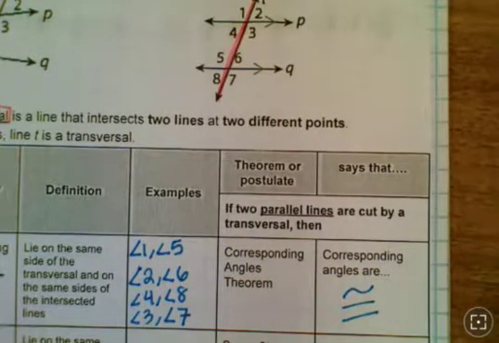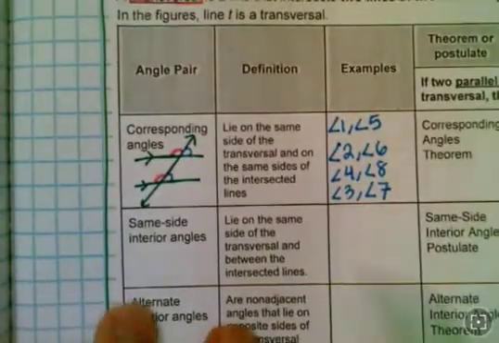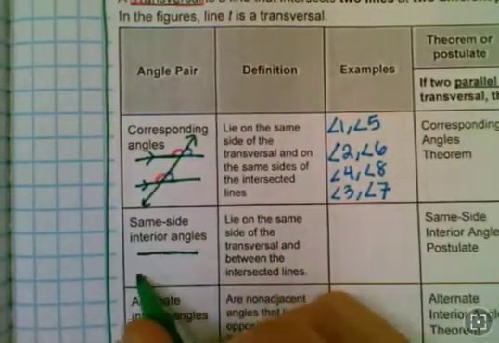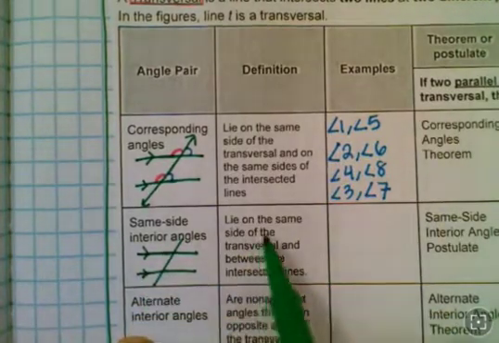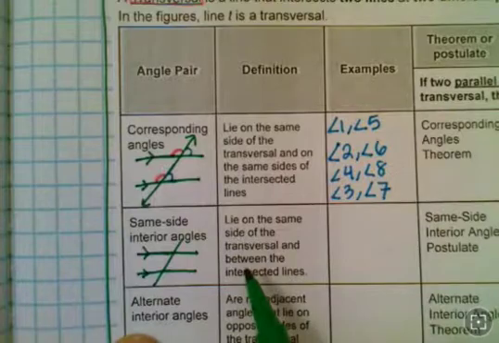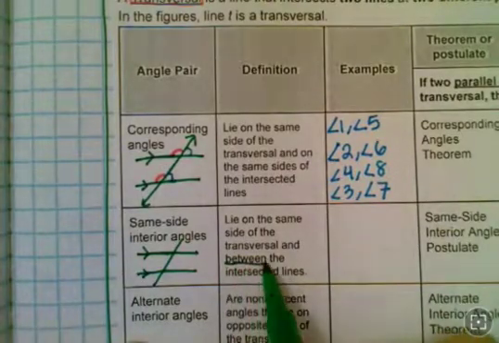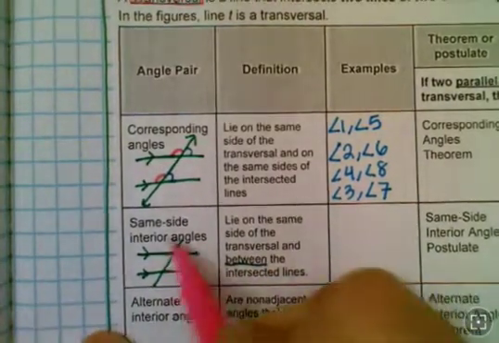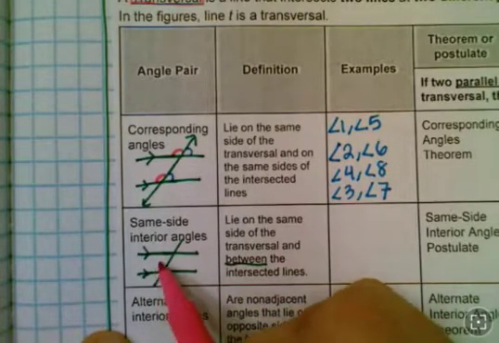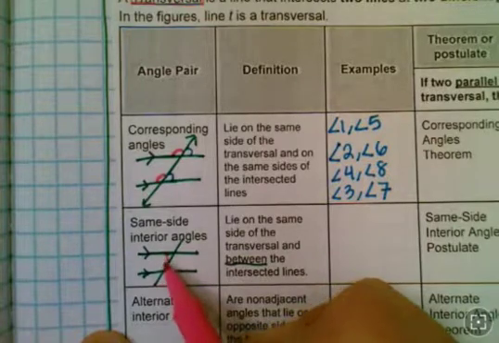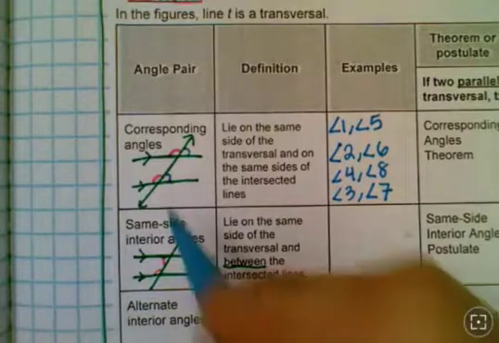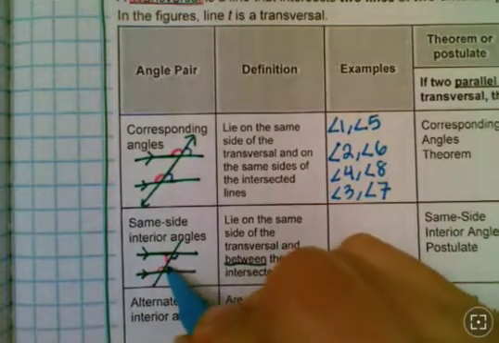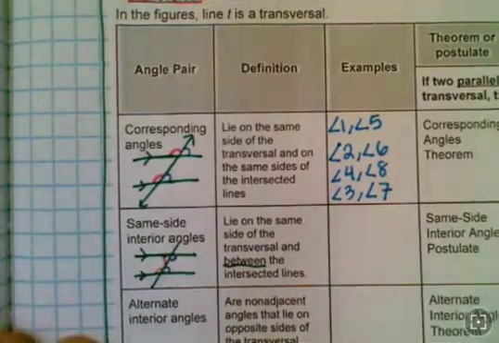Same side interior, that's our next one. Let's draw a little mini diagram here. These are parallel lines. They lie on the same side of the transversal again, and between the intersected lines. So again, we'll focus on the left-hand side, but this time they have to be between the intersected lines. So here and here. Those are same side interior angles. Or we could be on the right-hand side, and those are same side interior angles.